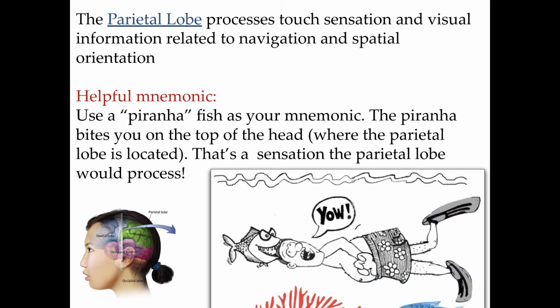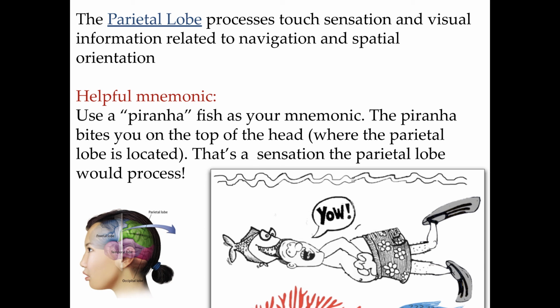The parietal lobe, which sits right behind the frontal lobe, is responsible for processing touch sensation and also visual information relative to spatial orientation. So it's what allows us to have an awareness of where objects are located in space. If I were to close my eyes and navigate a room, I have a sense of where things are located. That kind of spatial awareness is a product of our parietal lobe.